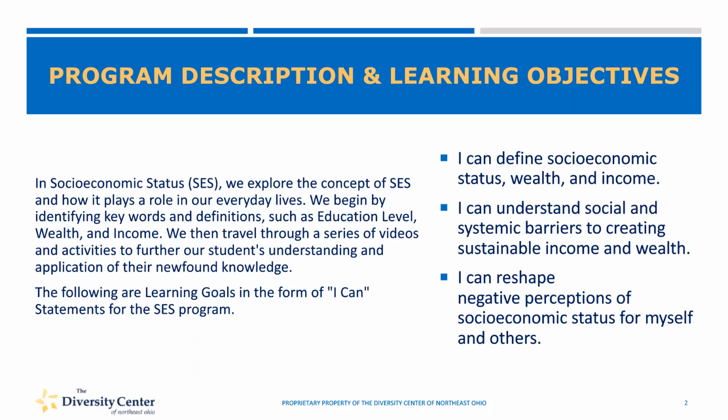To the right, we have our learning objectives. They read as follows. I can define socioeconomic status, wealth, and income. I can understand social and systemic barriers to creating sustainable income and wealth. And last but not least, I can reshape negative perceptions of socioeconomic status for myself and others.